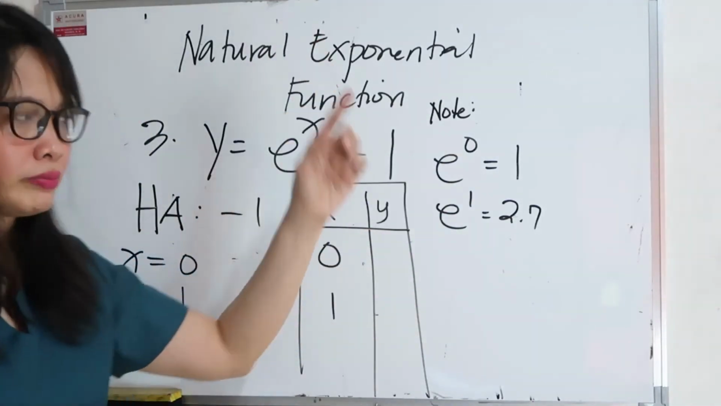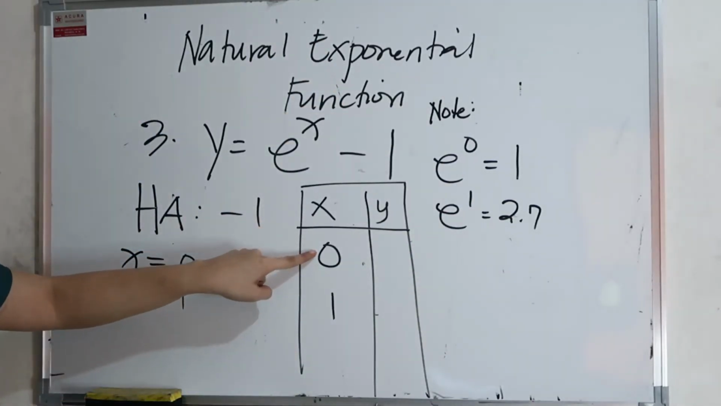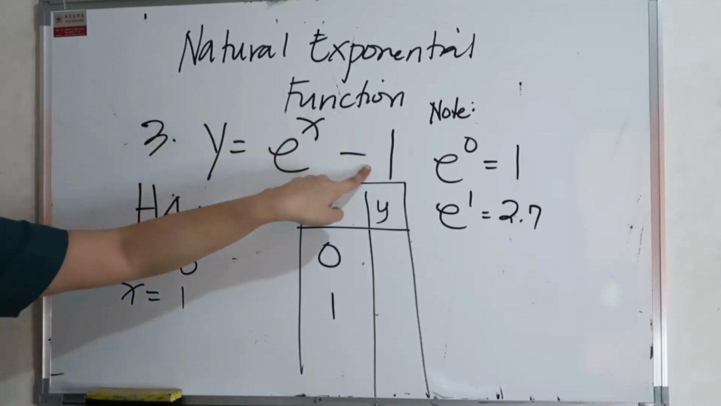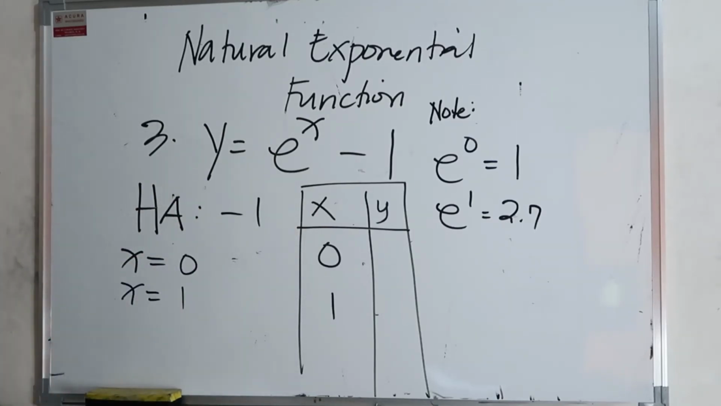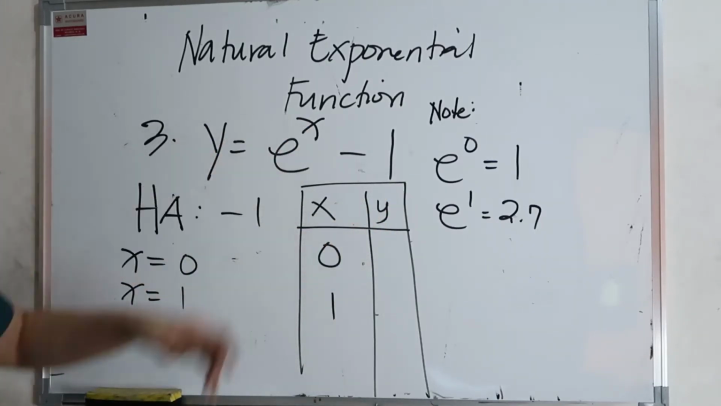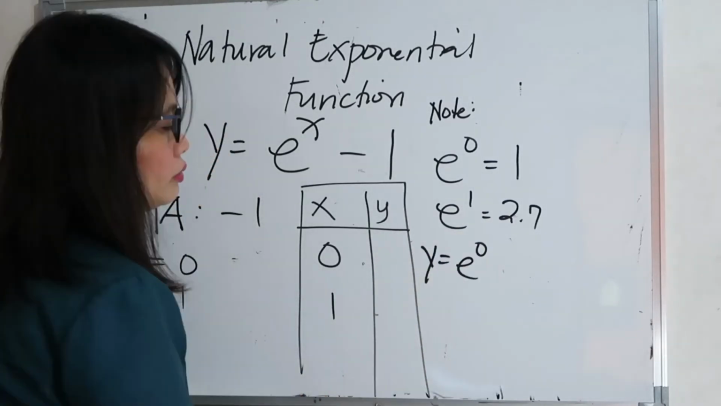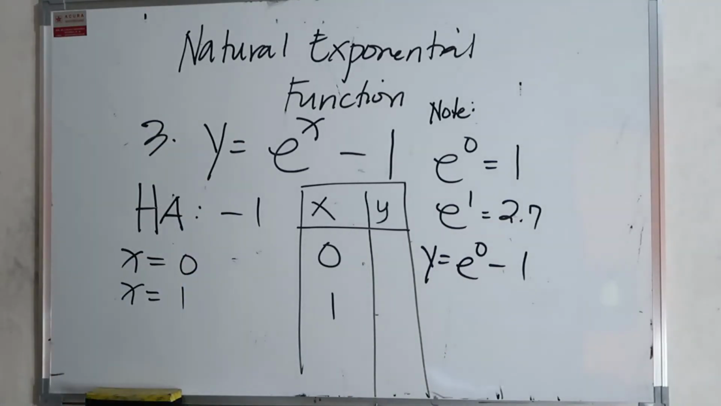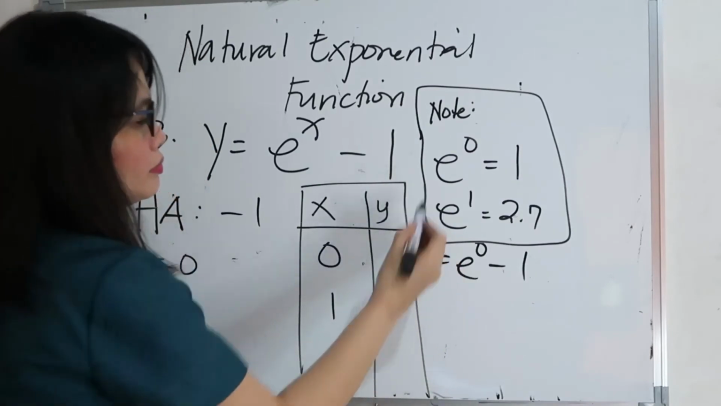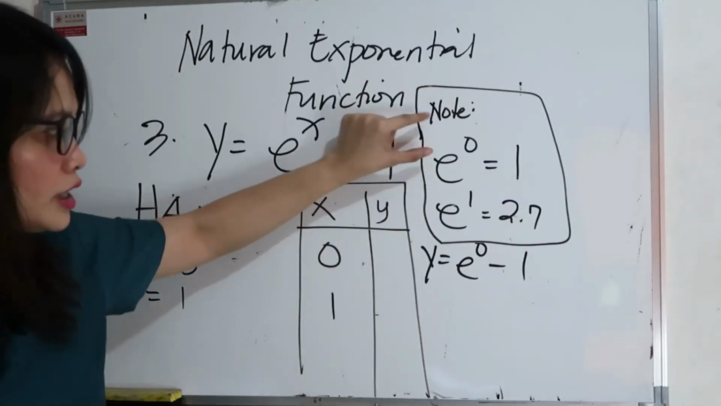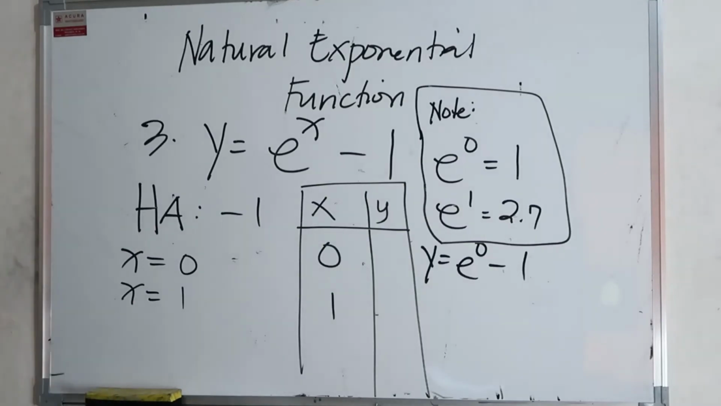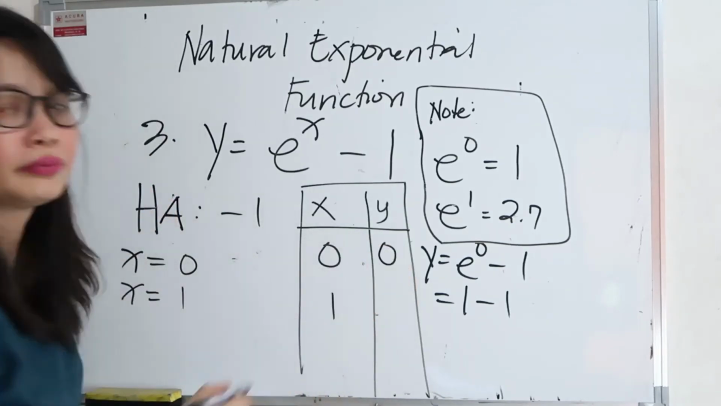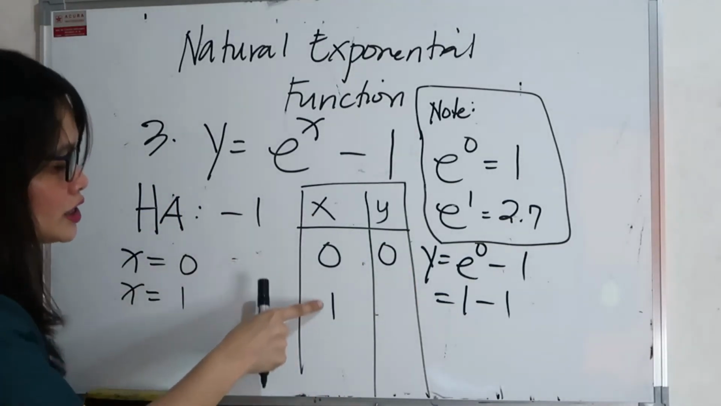Now, you can substitute. If x is 0, that will become y equals e raised to 0 minus 1. What is e raised to 0? Take note of this. Okay, 1. So that will be 1 minus 1. What is 1 minus 1? 0.